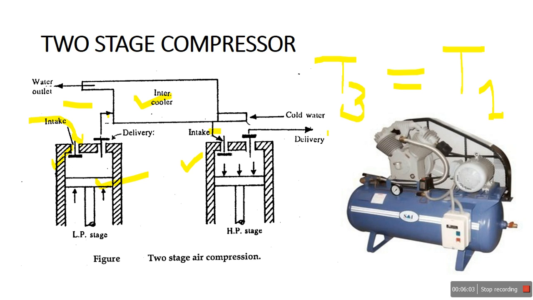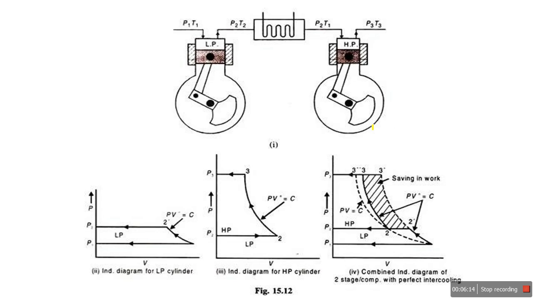Now we see the working of the two-stage compressor, the indicated diagram on a PV diagram. I will again repeat. Suppose it's a single low pressure cylinder, and this is the compression process, and then the high pressure cylinder.